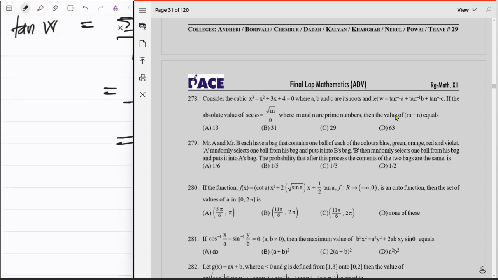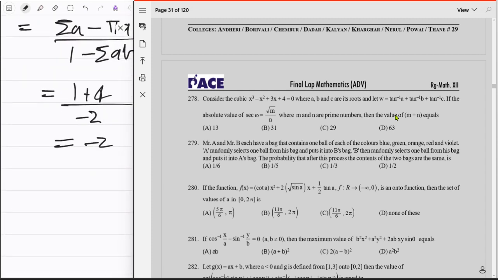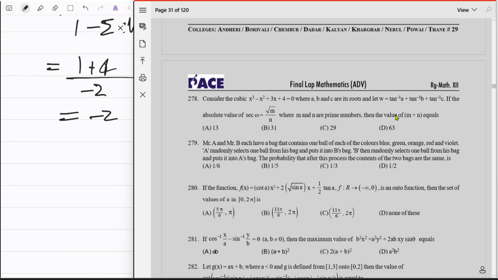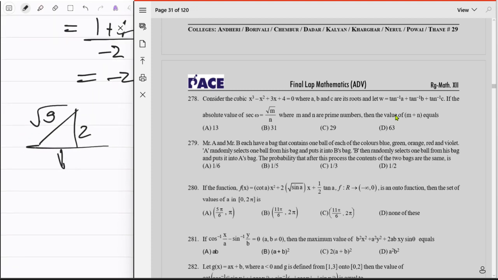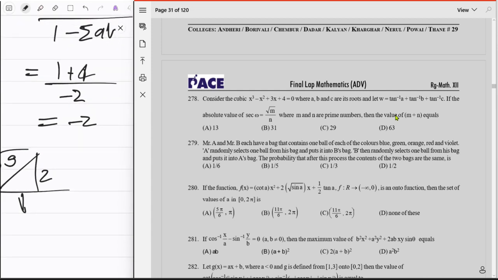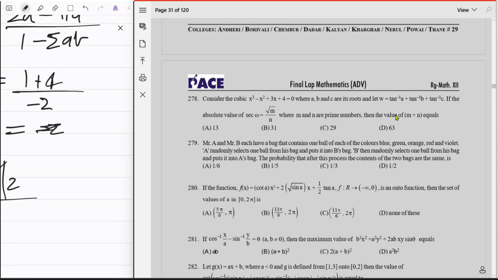So you're saying tan of omega is negative 2. So you want the absolute value of secant omega. Make it 2, 1, then root 5 will come. For secant, just this, like root 5. Right. So m is 5, n is 1, m plus n is 6. That's not there, of course. Something went wrong. Yes, I went wrong. It should be negative 5, should be 5 upon 2, right?